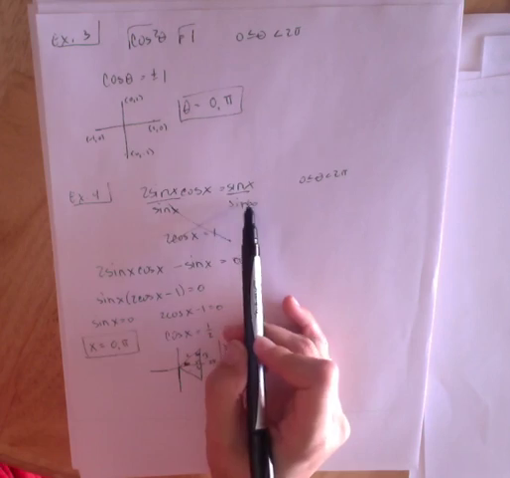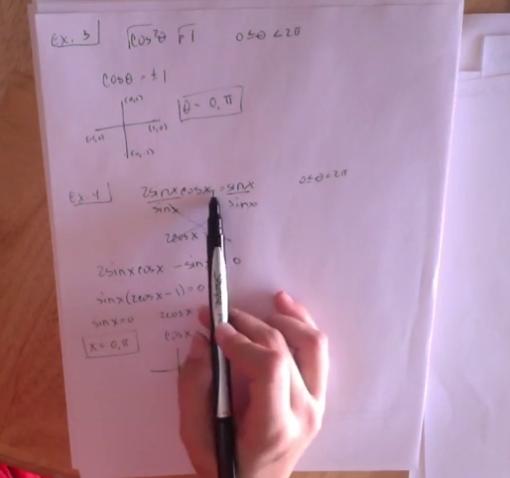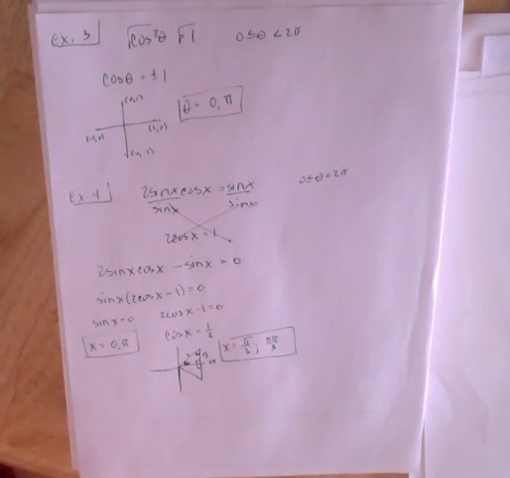If you divided by sine of x, you would have just gotten where cosine of x was 1/2. You would have only gotten 2 of the solutions. You would have lost 2 of your solutions. Very important you don't do that. Make sure you factor instead of divide.